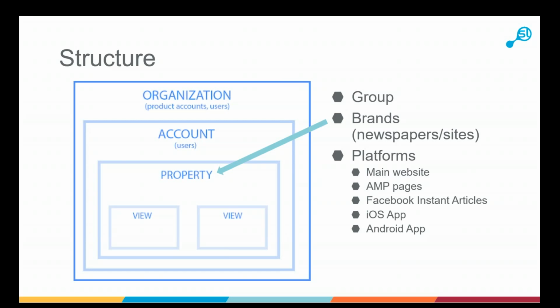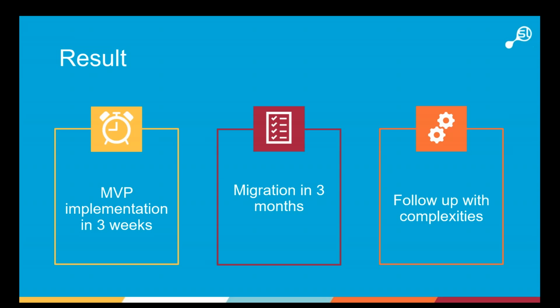The result of all of this was that indeed we did achieve that MVP implementation in 3 weeks. I will say they got an extension from Adobe for 3 months to do a parallel run. So extensions are possible, even though they might initially not be so keen on them, but they did get an extension. So we did the implementation, and Google Analytics 360 was live in 3 weeks. But we did have that chance to do the parallel run and then follow up with all the complexities.